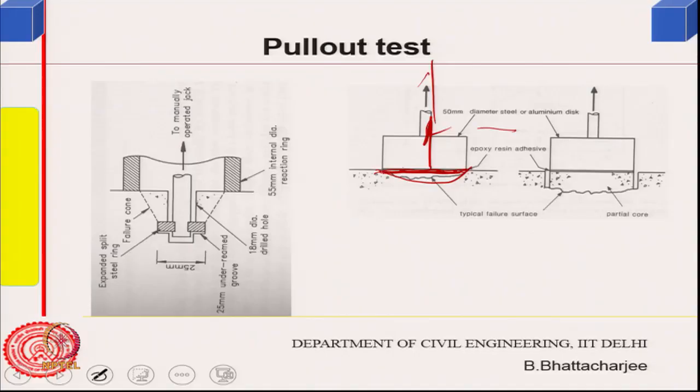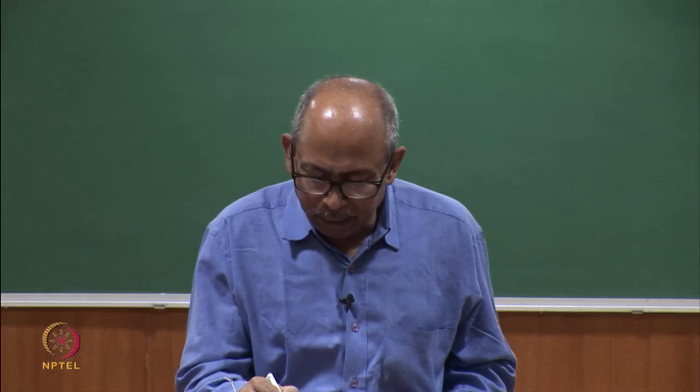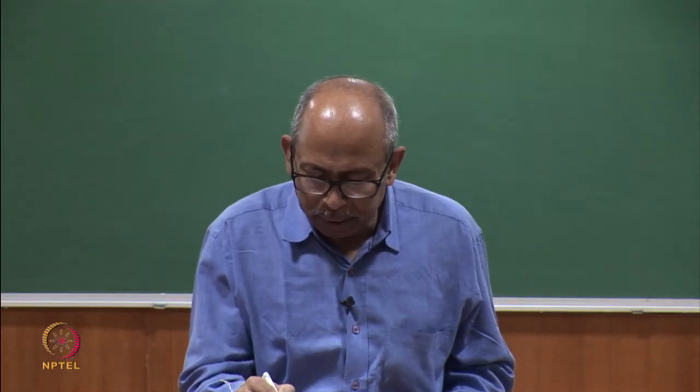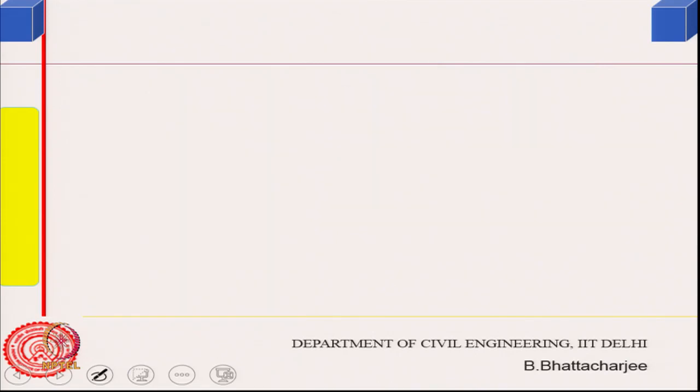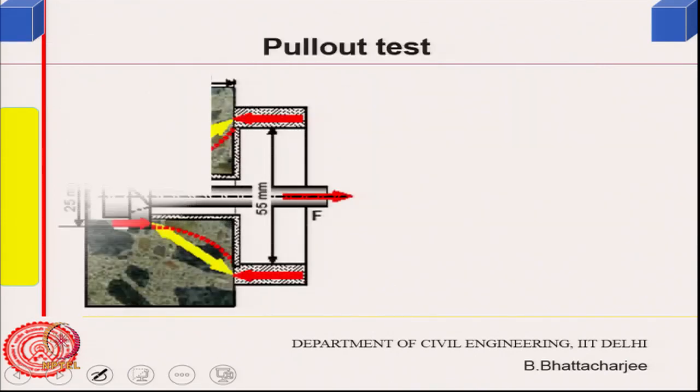So, you are subjecting it to tension, or you can do a partial core, just drill, but do not break the core. Then put epoxy, bond it and use this disc, pull it out, it will break from here, and will be a measure of tensile strength. So, you can actually get some idea about the compressive strength as well as an idea about the tensile strength, and you need to have calibration.